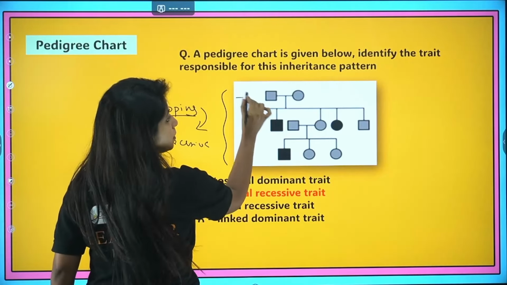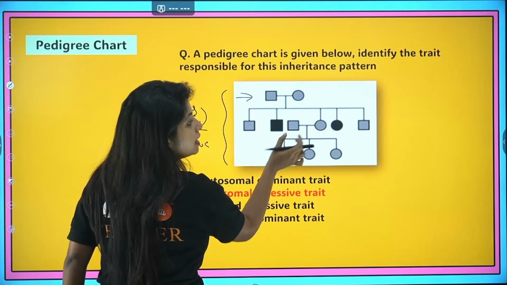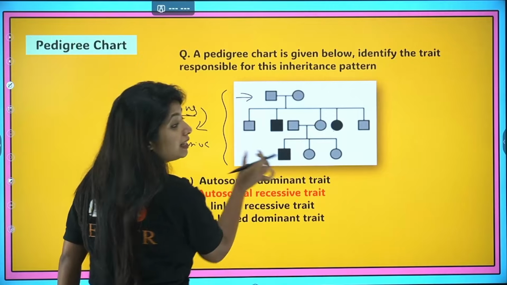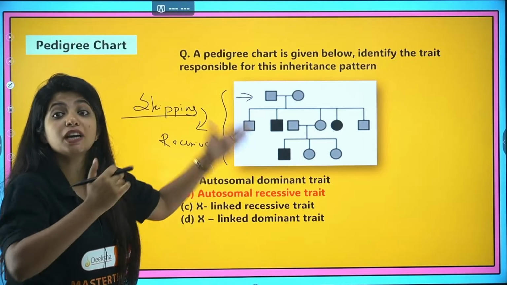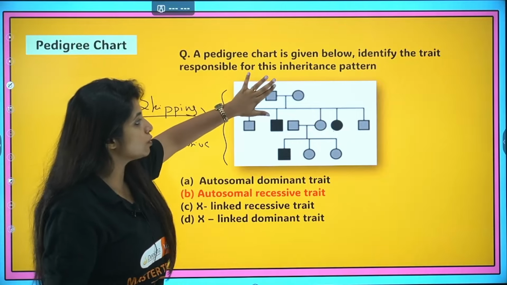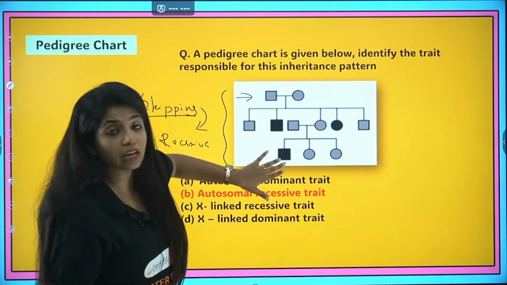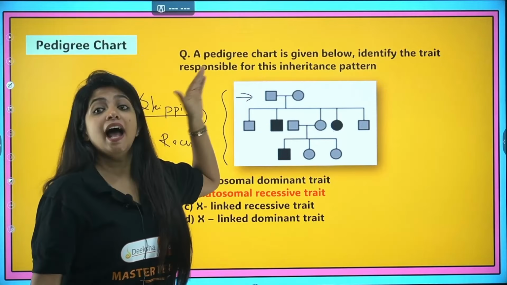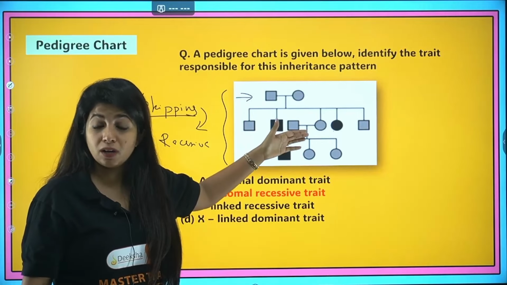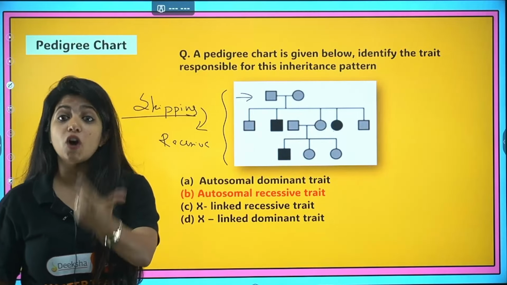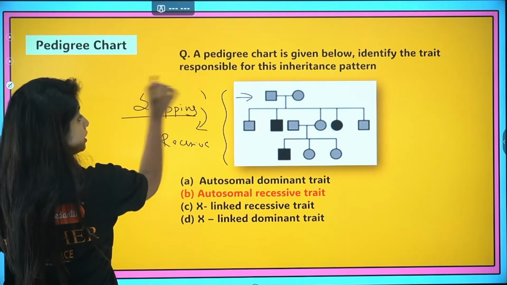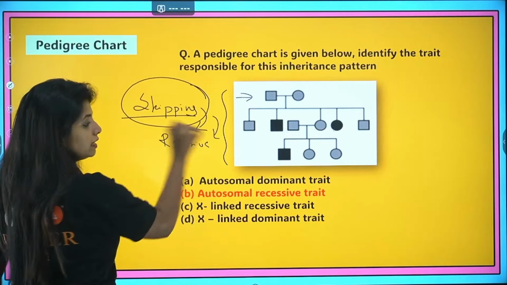So over here you see the parents are not affected, but the children are. Similarly, here the parents are not affected, but the child is. What do you see here? Skipping of generation. If the parents are affected and the next generation also shows the same disorder, it would be a dominant disorder. But here you clearly see skipping, which is why it is a recessive disorder.